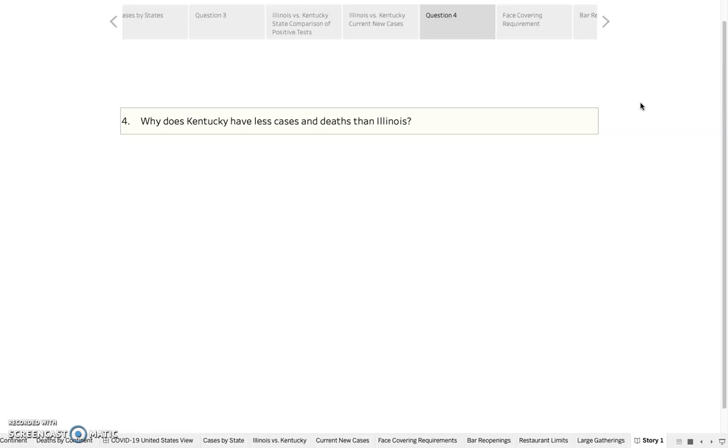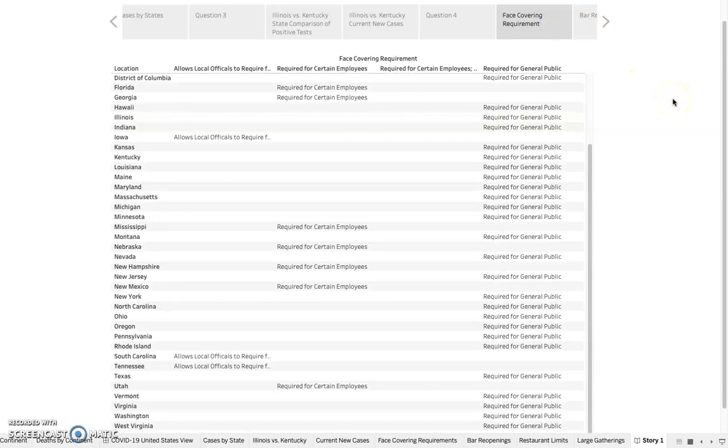So I did a little research, and I found from the KFF a database titled State Data and Policy Actions to Address the Coronavirus. This is a daily updated database with information pertaining to the coronavirus, specifically for the United States. I specifically wanted to focus on Illinois and Kentucky, and I wanted to go about it in four main ways. I wanted to look at the face covering requirements, bar reopenings, restaurant capacities, and large gathering restrictions. And like I said before, all these are as of August 2nd, 2020.